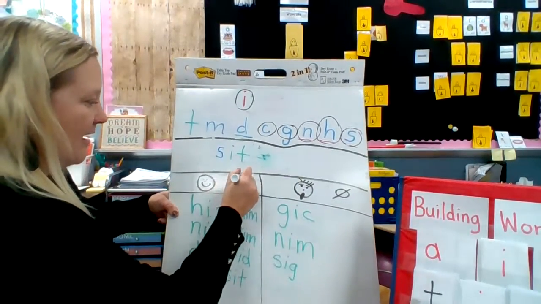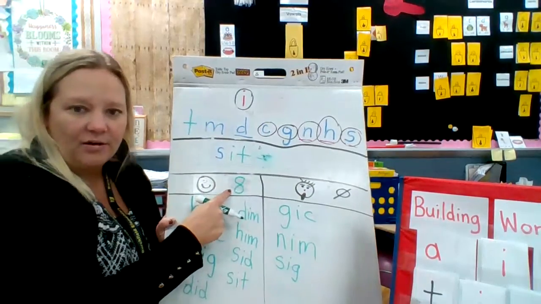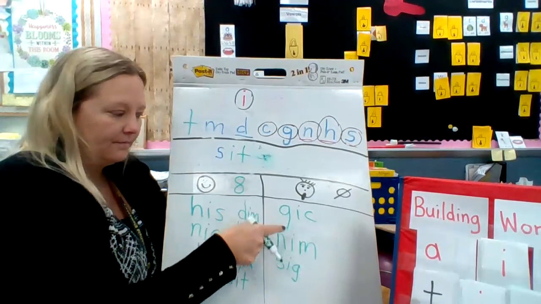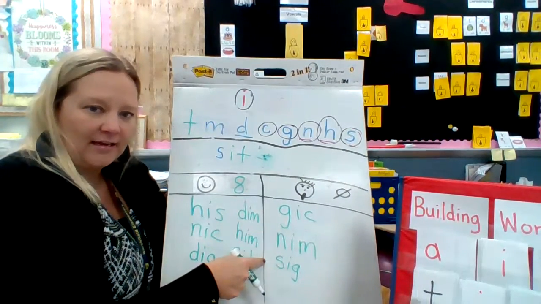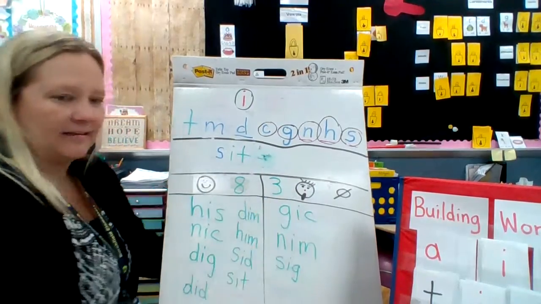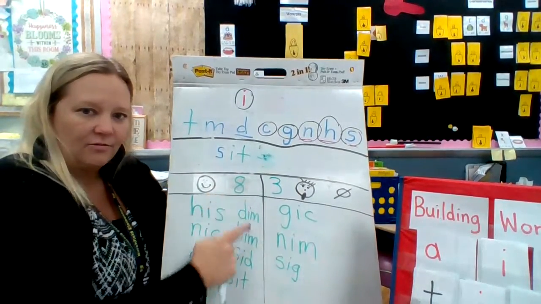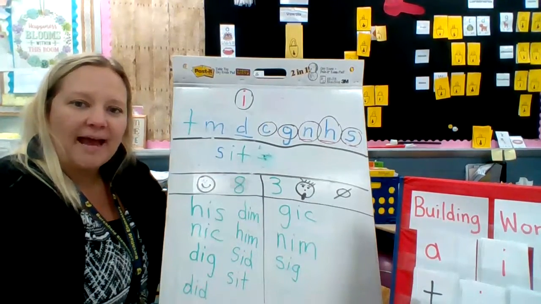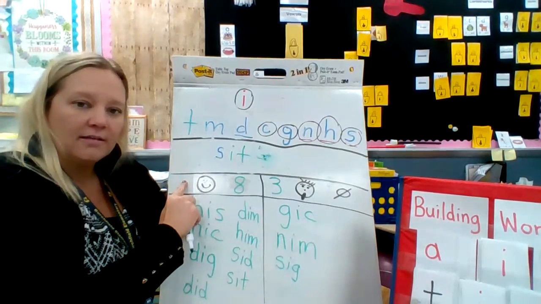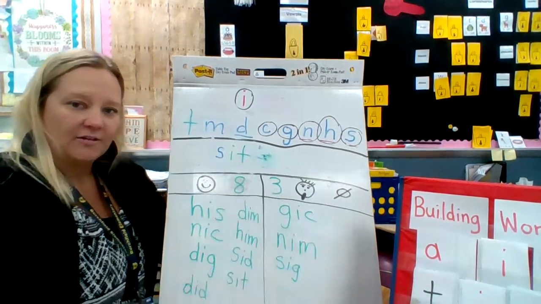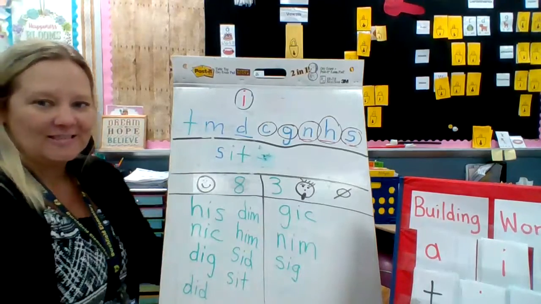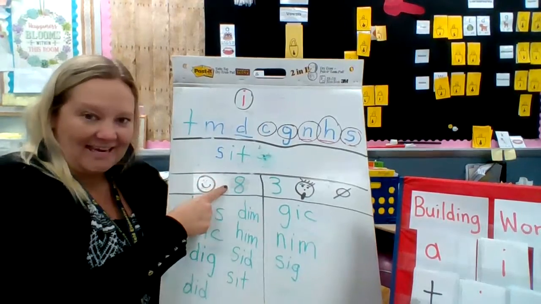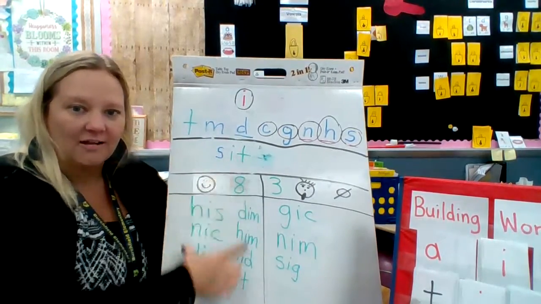I'm going to write it. 8. Wow, 8 real words today. Let's count our nonsense silly words. 1, 2, 3. 3 nonsense silly words. So we have 8 real words, 3 nonsense silly words. Which column has more? The real words or the nonsense silly words? What do you think? If you said the real word column, you're right.